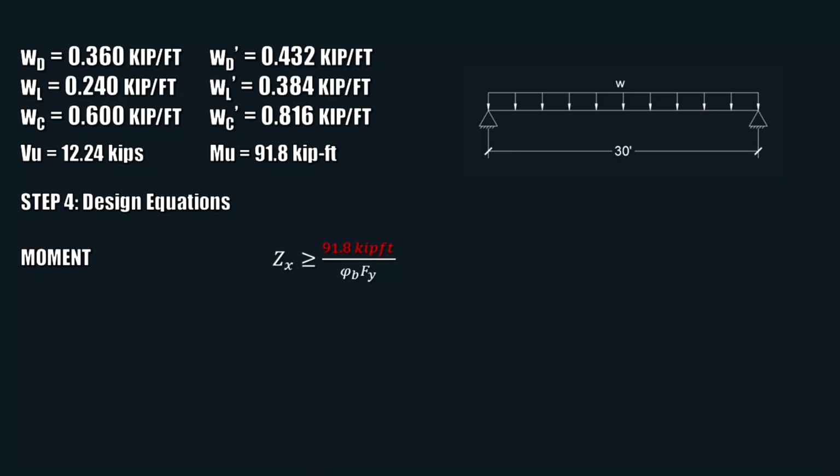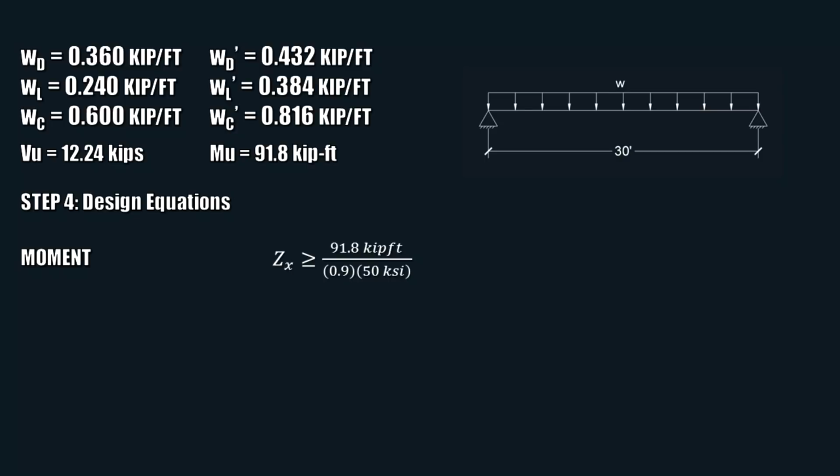The strength reduction factor is going to be 0.9 for flexural bending, and the yield strength of the material is going to be 50 kips per square inch, or KSI, assuming we're using A992 grade steel, which is what you're supposed to use for structural steel members.